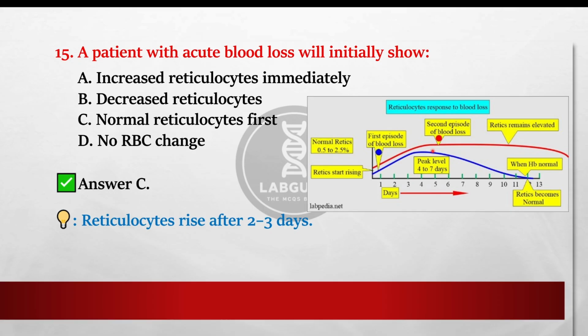If there is a second episode of blood loss, it will be constantly high, remains elevated. But if there is no second episode of blood loss, it will decrease slowly and will come to normal or low after 11 to 12 days. When the hemoglobin level becomes normal, the retics become normal. So it is a general graph for the reticulocyte when there is a blood loss.